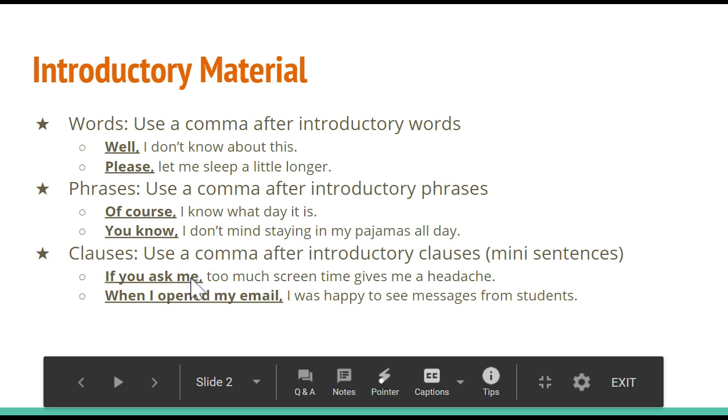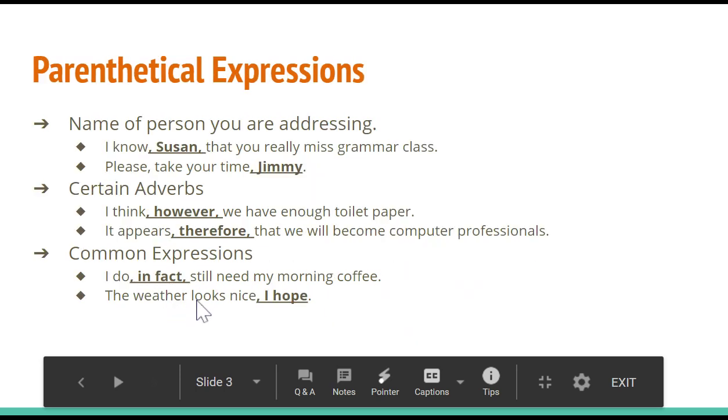So, if you ask me, comma, too much screen time gives me a headache. Or, when I opened my email, comma. So these would be a clause because you have the subject you and ask is your verb. And the second one you have I opened.